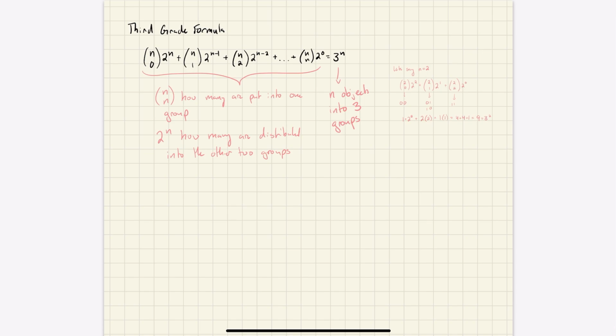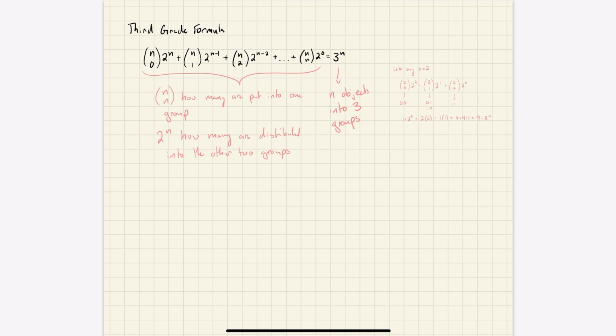Going to the next term, similarly, we do n choose 1. So out of the n objects, we're choosing essentially 1 to put in, and then the rest, 2 to the power of n minus 1, goes to the other two groups.